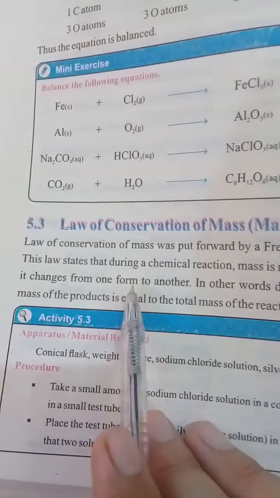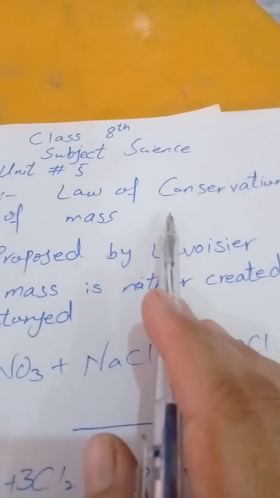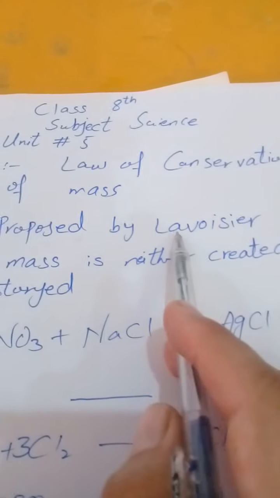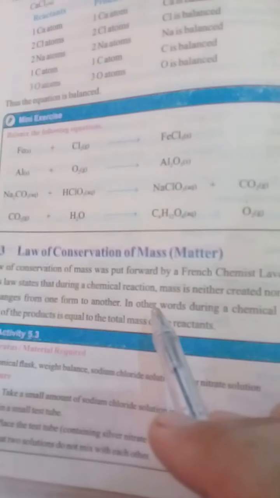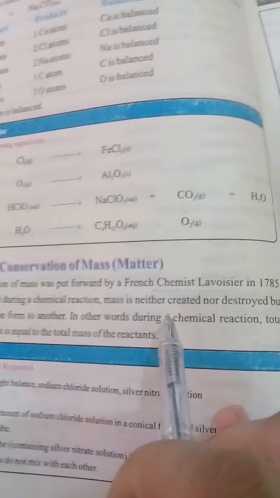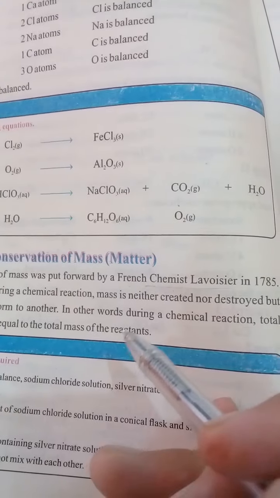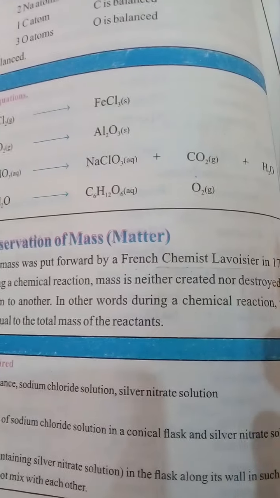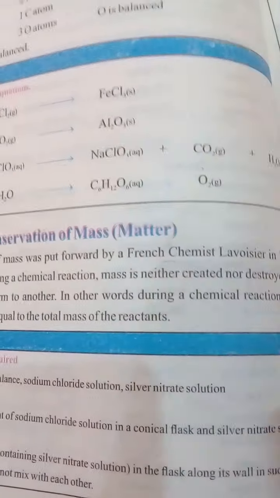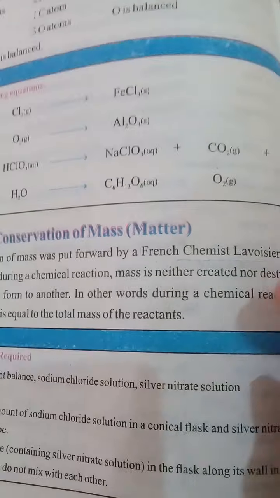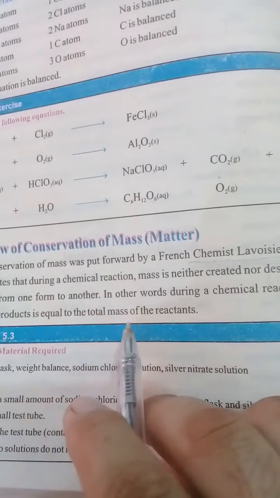Law of conservation of mass. The law of conservation of mass was proposed by Lavoisier in 1785. Lavoisier proposed that during a chemical reaction, energy, or we can say the mass, is never created nor destroyed. Neither is new mass created, nor is it destroyed, but the mass before the reaction and after the reaction remains the same. In other words, during a chemical reaction, the total mass of the products is equal to the total mass of the reactants. To prove this, an activity is performed.